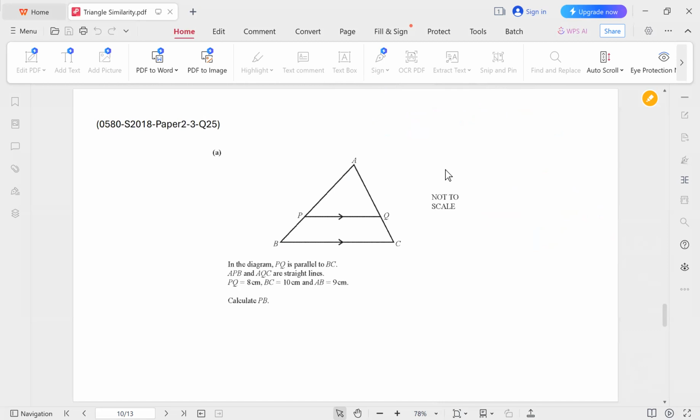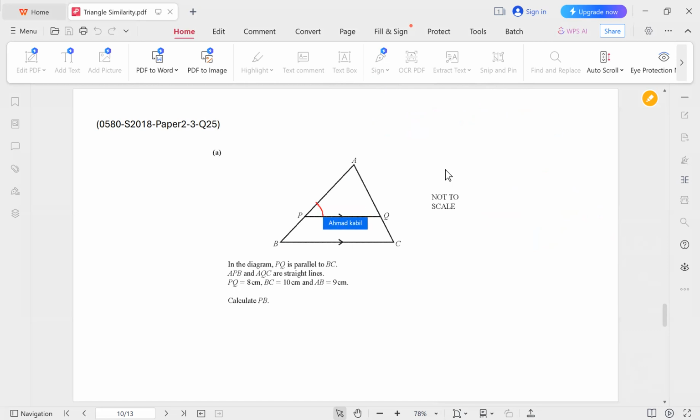Next, we have a diagram. PQ is parallel to BC. APB and AQC are straight lines. And we are given some numbers and required to find PB. So if you have a triangle within a triangle like this and you have parallel lines, you should immediately realize that the triangles are similar. The proof for that is very simple, actually.